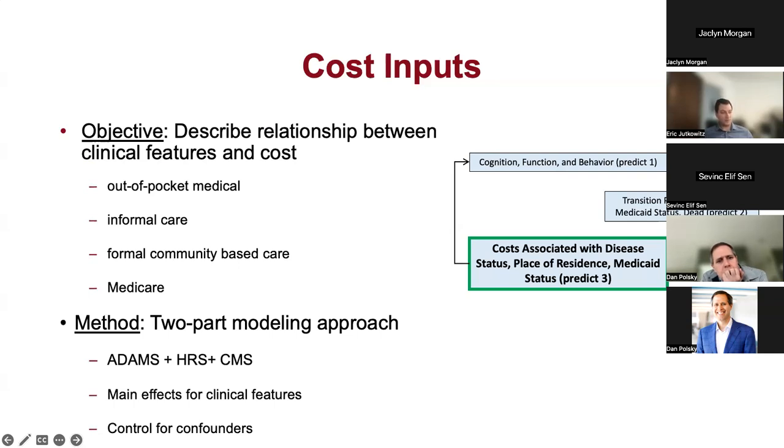We used the two-part modeling approach and included our terms for cognition, function, and behavior, again, to understand the association between those clinical features and the various types of costs. Each of these cost categories were estimated as separate outcomes. So we had 4 different models here.